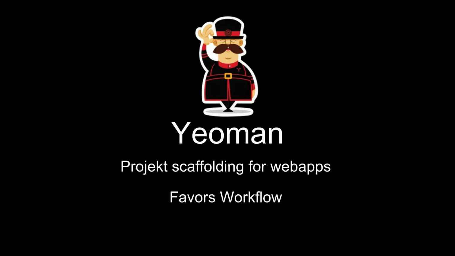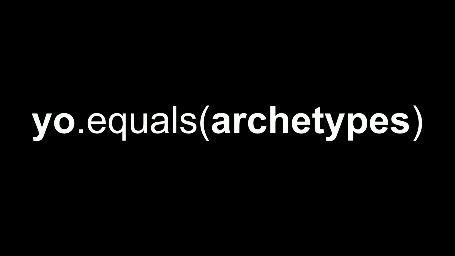Yeoman is a small man with also a hat and a great mustache. Basically, this is project scaffolding for web apps, which not only comprises the web app and the example application, but also all the tooling, the workflow that makes you productive. So that's the essence of Yeoman generators. And in fact, Yeoman equals archetypes.